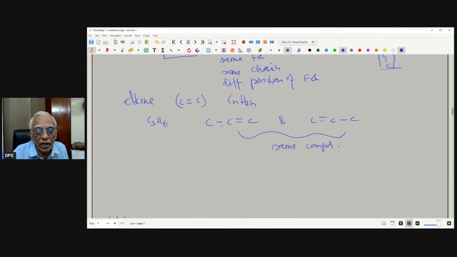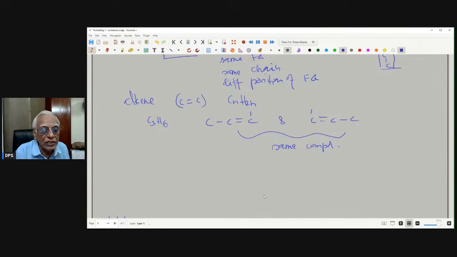The 3-carbon alkane is propane. With one double bond, it is called propene. This is called 1-propene, and this is also 1-propene. In this case, propene means 1-propene only. We are giving this number 1. Supposing you want to put another functional group, you have to represent the number.